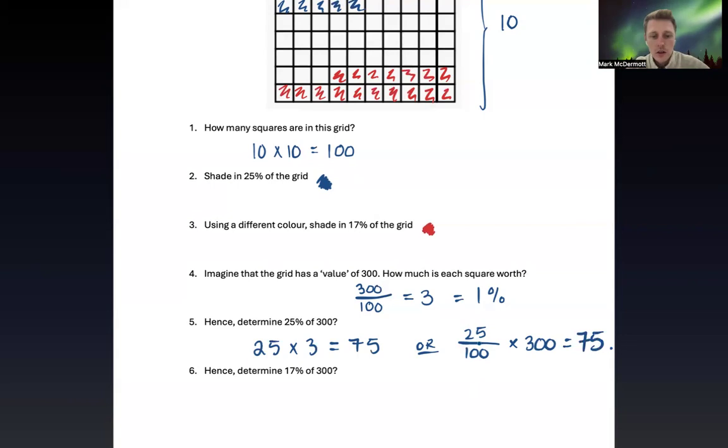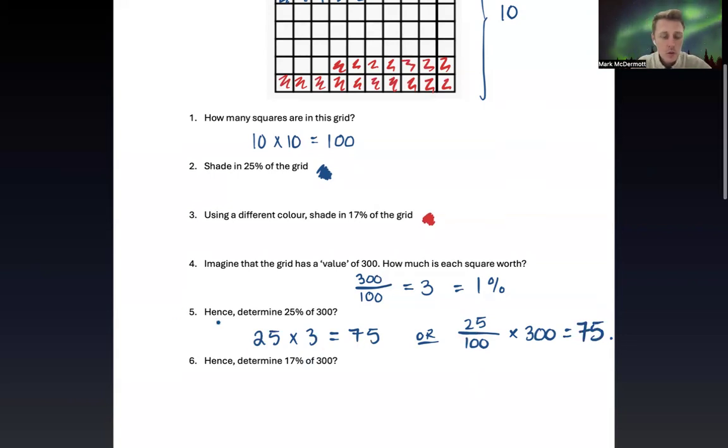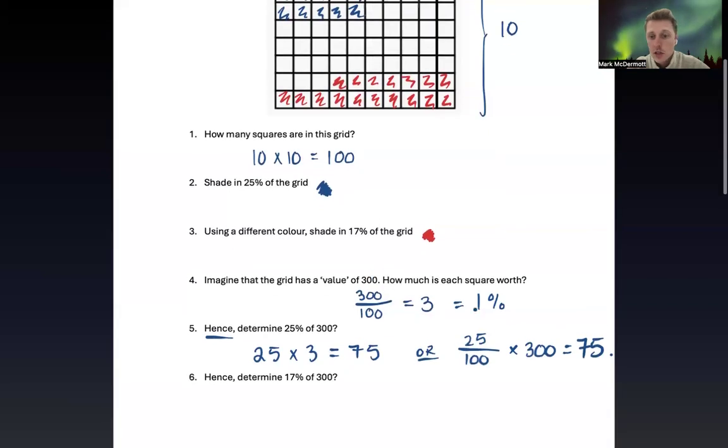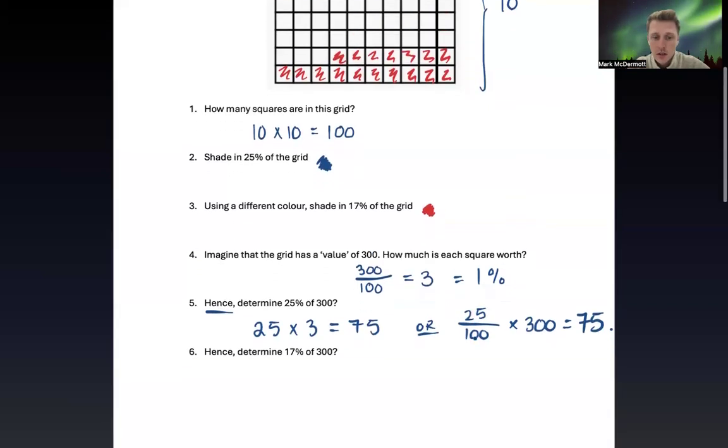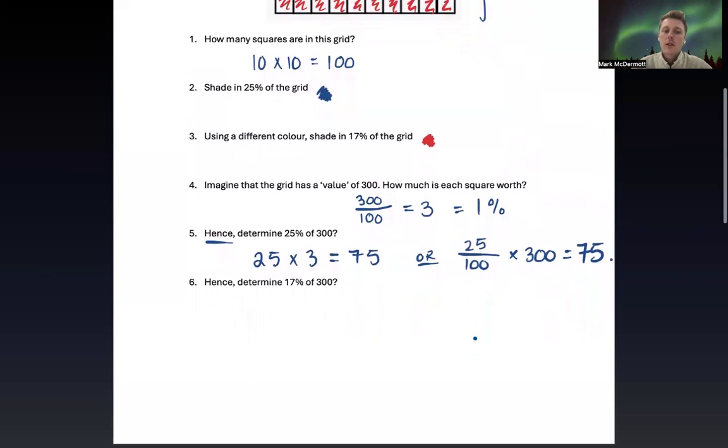Okay, and you need a calculator to verify that, but I suppose this word hence here is hopefully directing you to use the information that you learnt about what 1% was. Okay, hence determine what 17% of 300 is. Okay, let's use this logic again. So we're going to do 17 multiplied by 3. That would give us 17%. Okay, and this is where you need to know your 17 times tables or your 3 times tables very well.